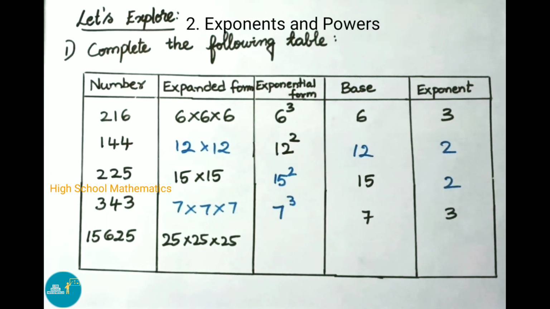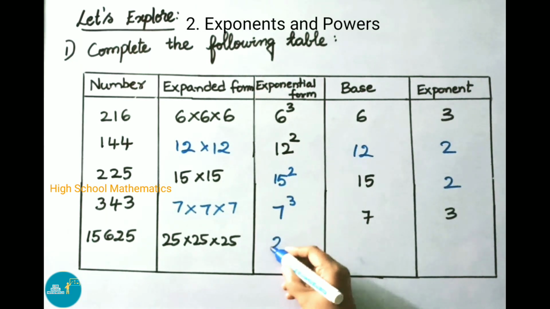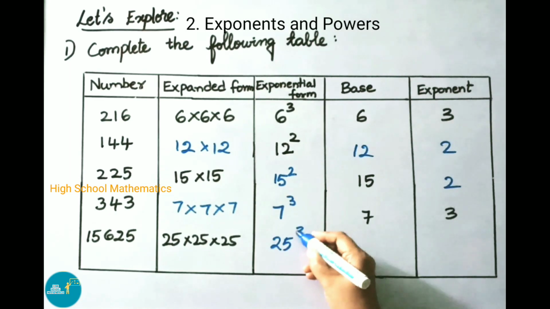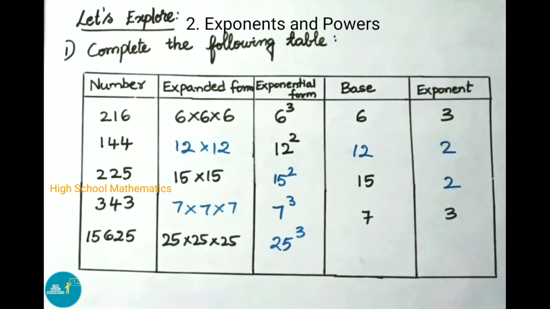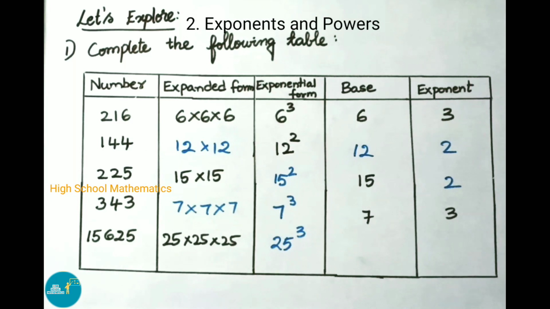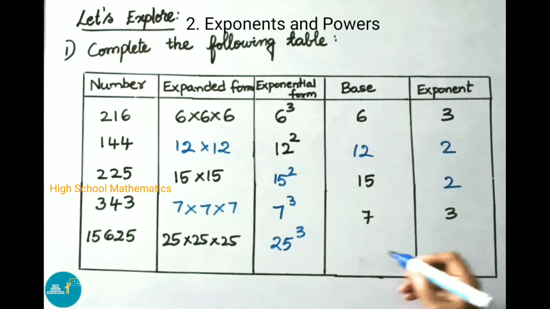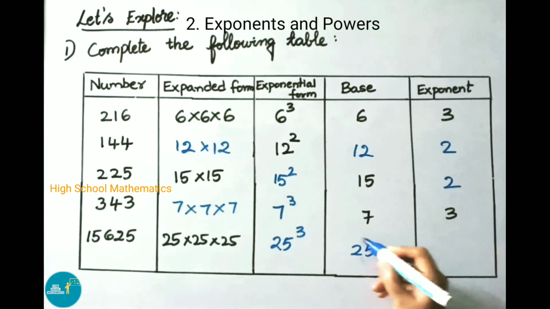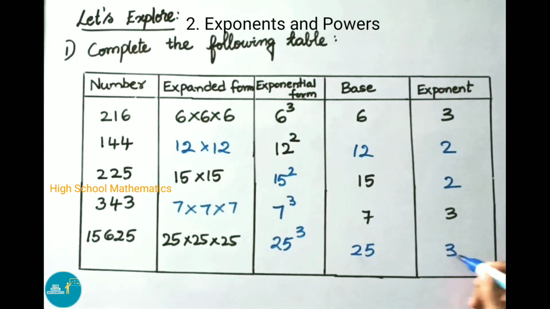Now the last one, 15,625. They have given the expanded form, 25 multiplied 3 times. So let us write the exponential form as 25 power 3 or 25 cube. Let us write the base and exponent. Here base is 25 and exponent is 3.